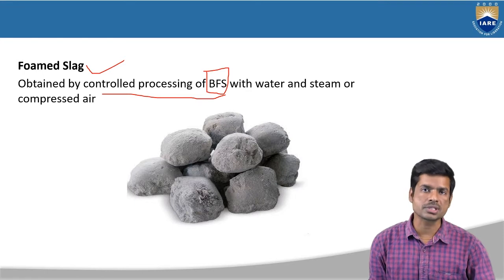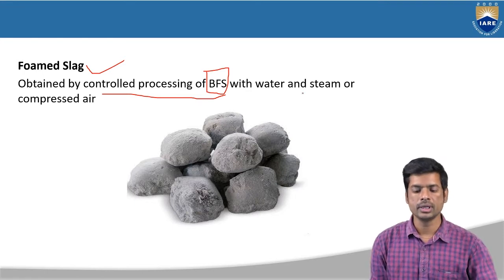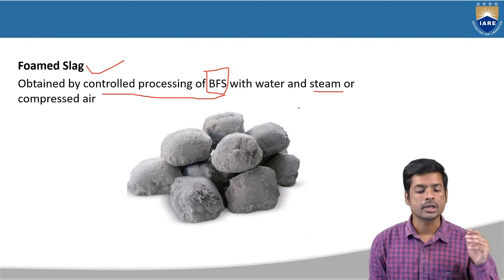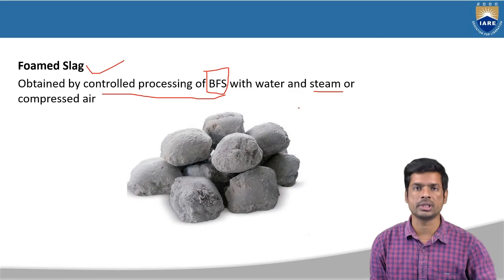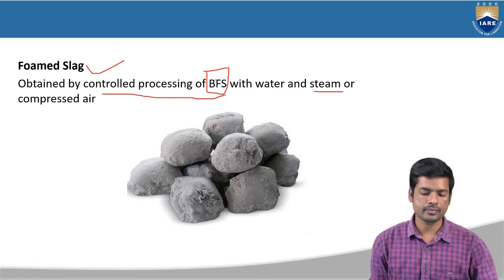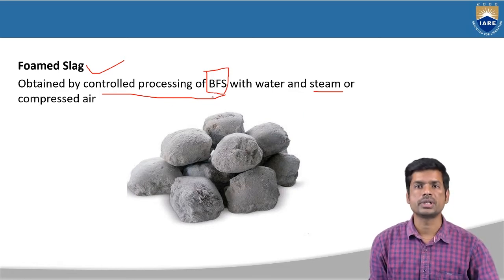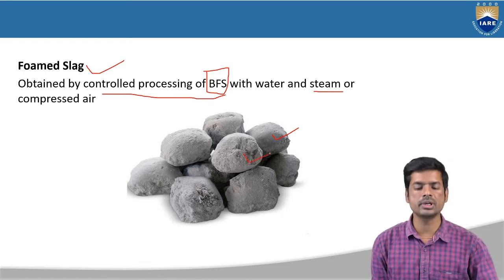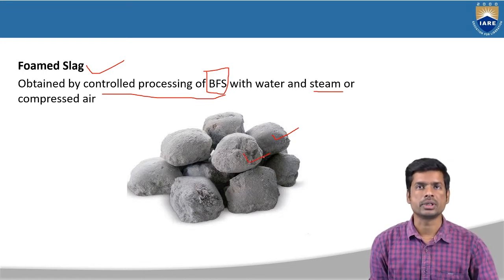So that will be processed again by compressing, with the use of water and steam or compressed air. By using these two materials we are going to process the blast furnace slag, and with that we are going to get this type of aggregates. The weight of these aggregates is very less, and these aggregates can be used in the preparation of lightweight concrete. That is foamed slag aggregates.